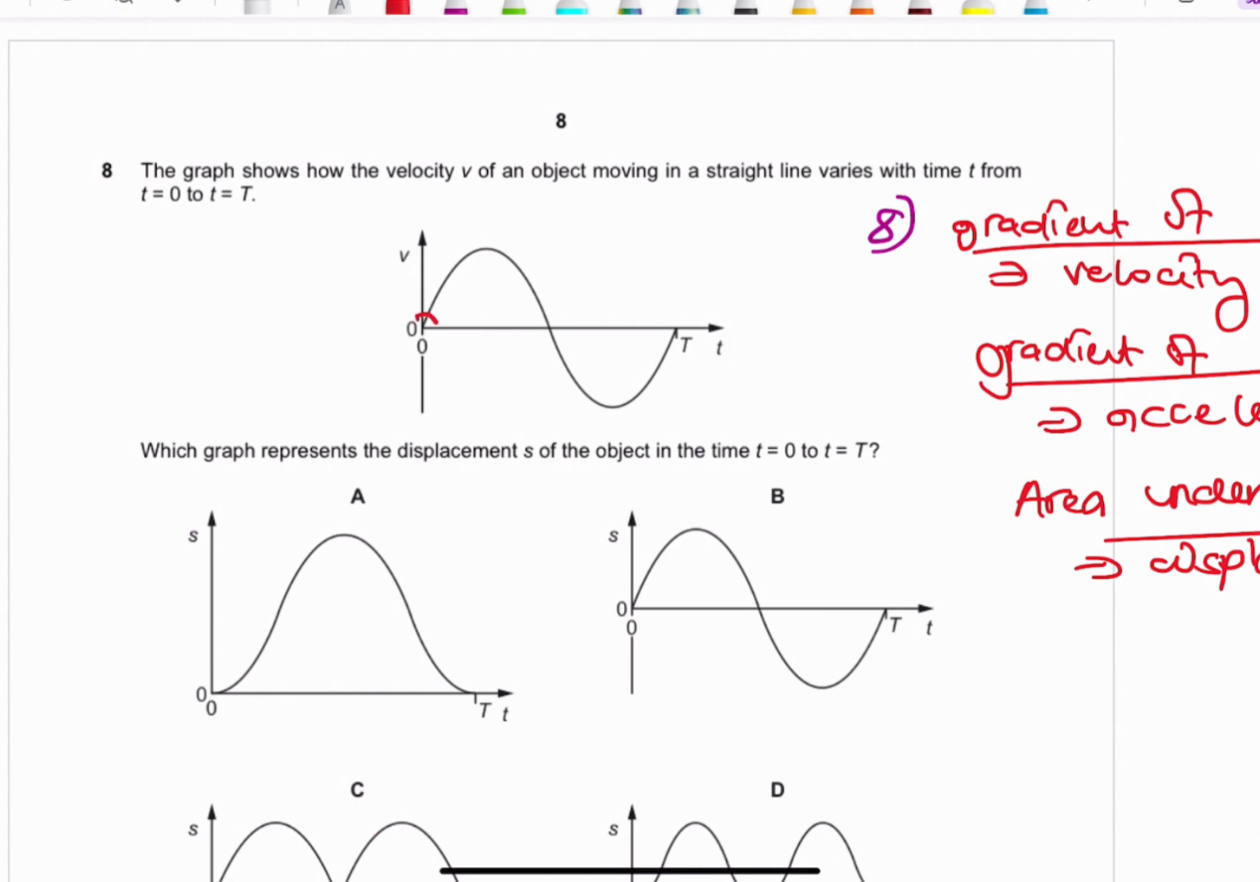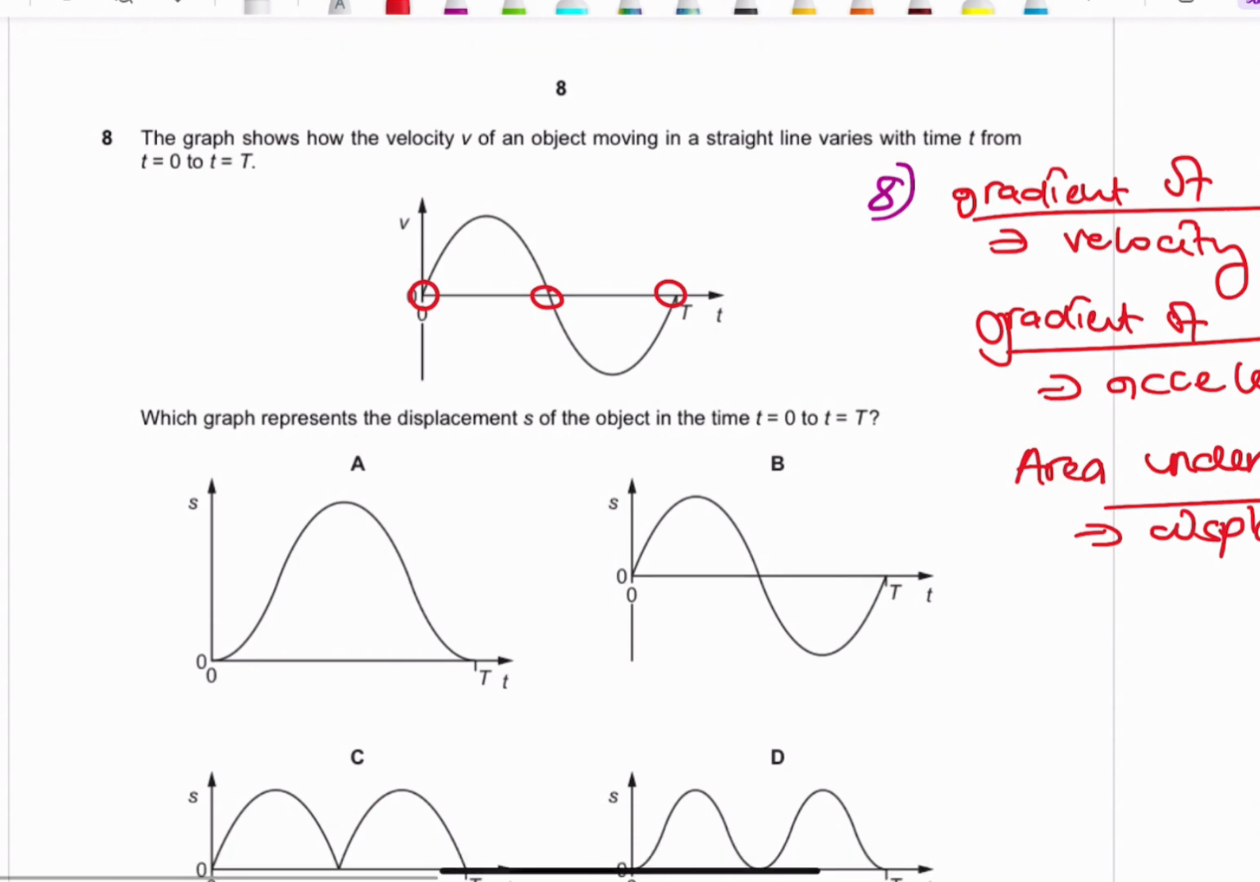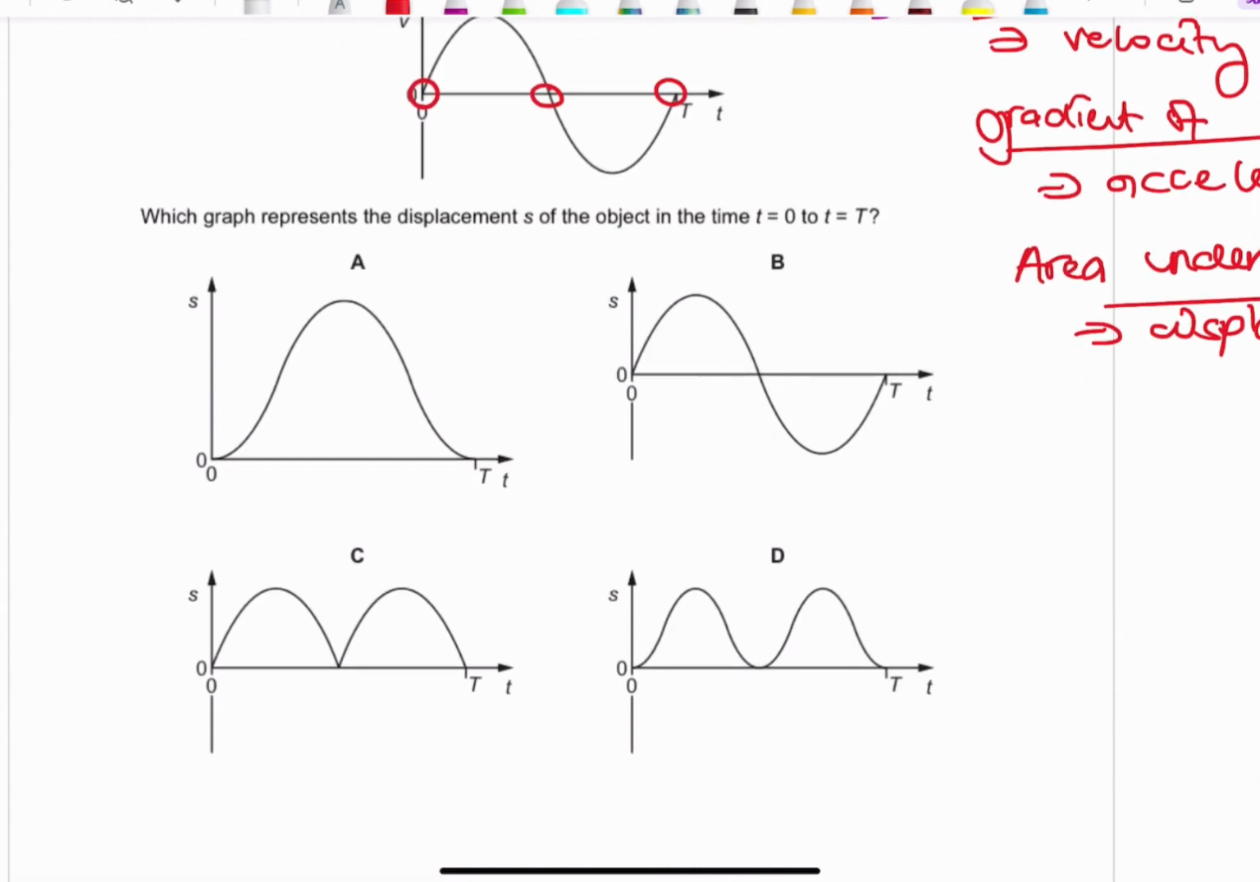Well, at this point, the velocity is zero. At this point, the velocity is zero, right? And I know specifically that the gradient of a displacement-time graph represents velocity, right? So the gradient of these graphs that I'm going to be looking at should represent velocity.